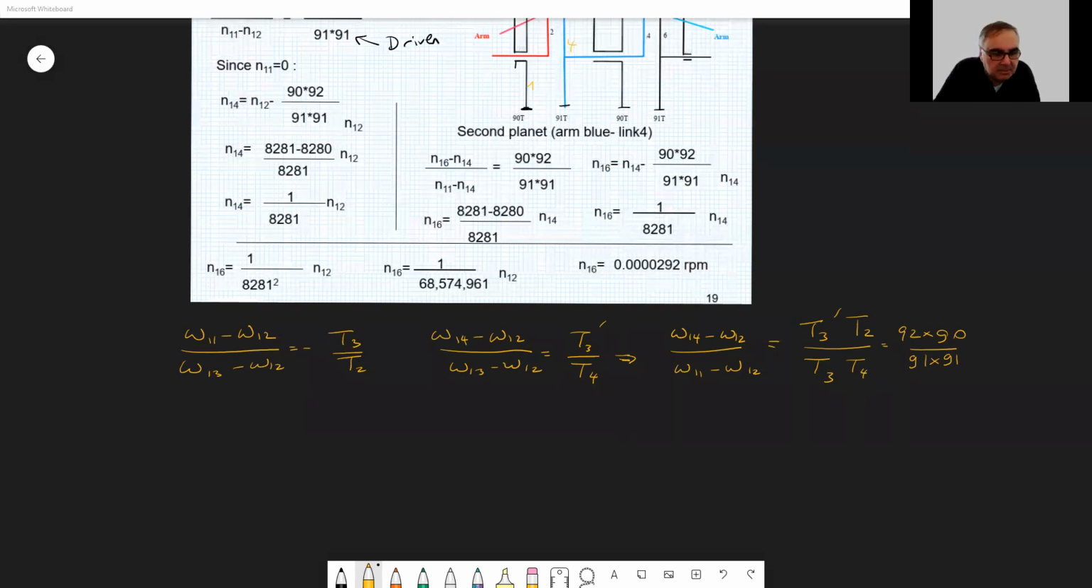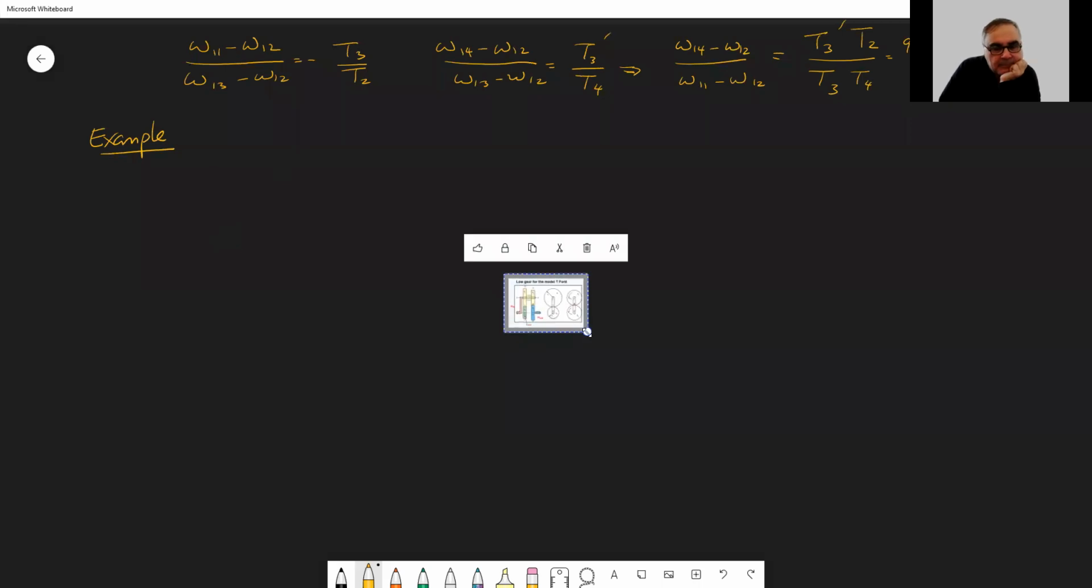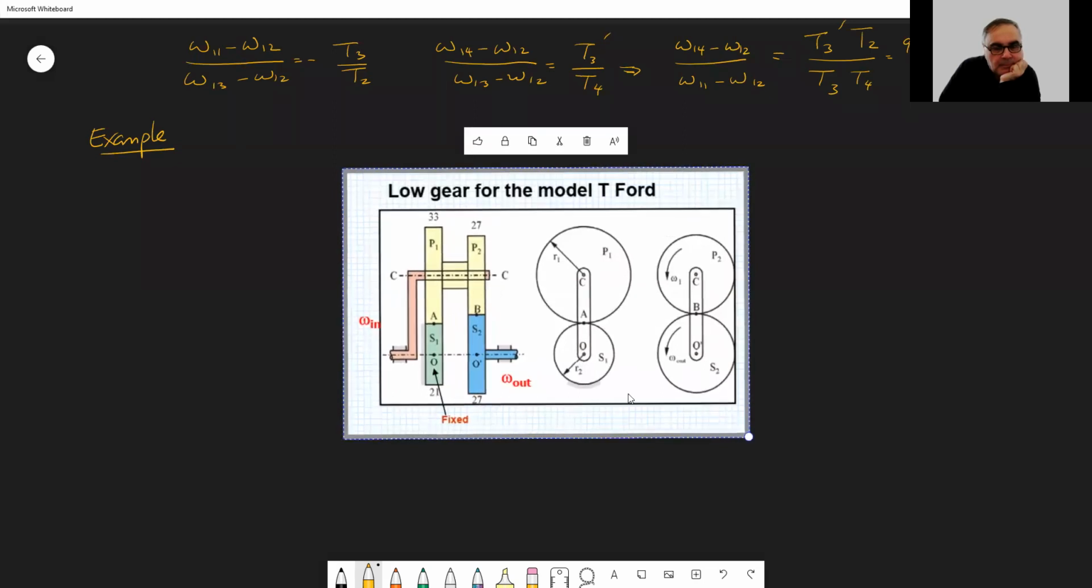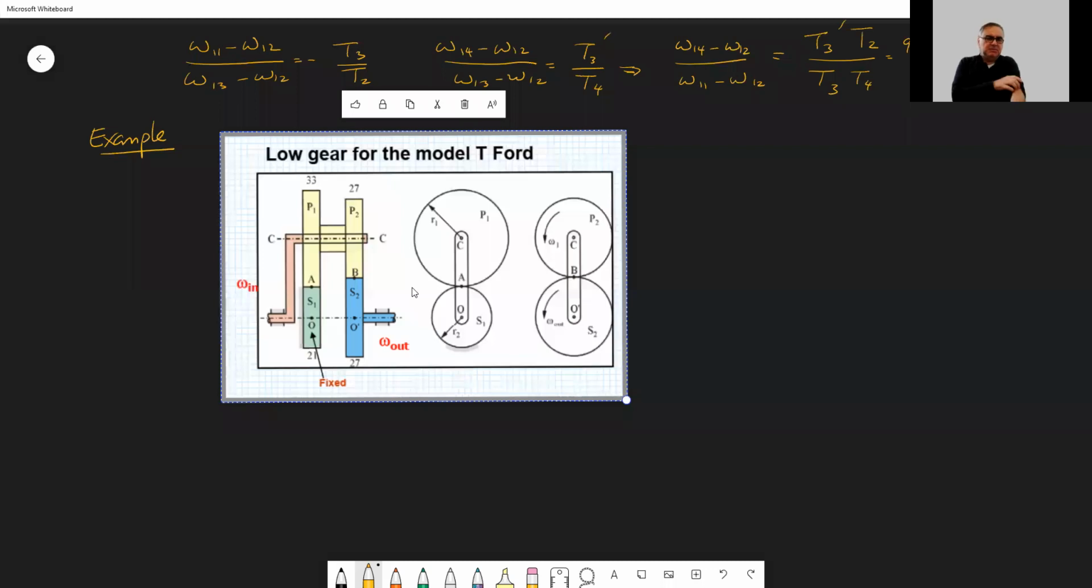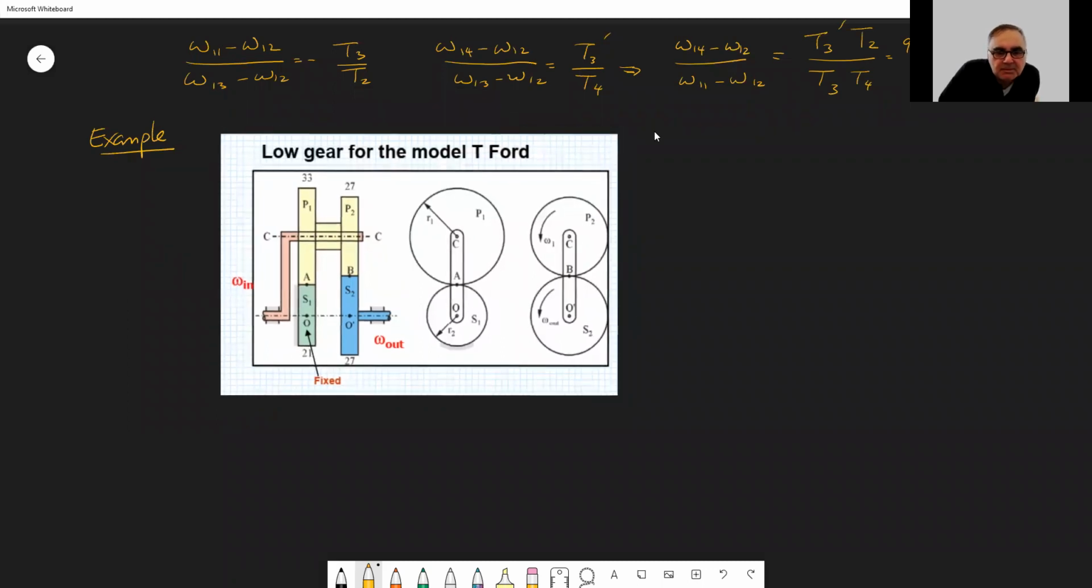Again, one more example. Okay, this is a gearbox for the famous car, as you remember, the Model T. Model T was a car designed by Henry Ford, and it is one of the first cars that were manufactured in millions for the common people. This was about 100 years ago. But its gearbox, as you see, was some kind of a planetary gear.